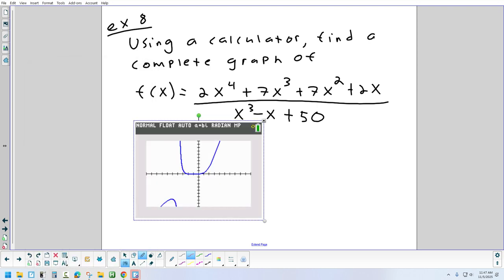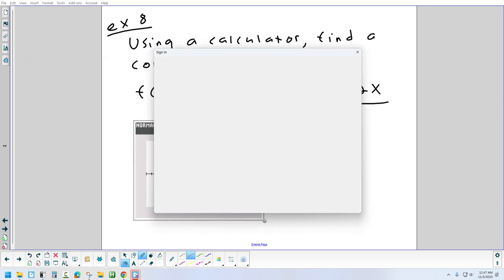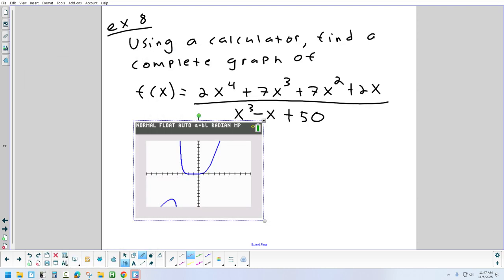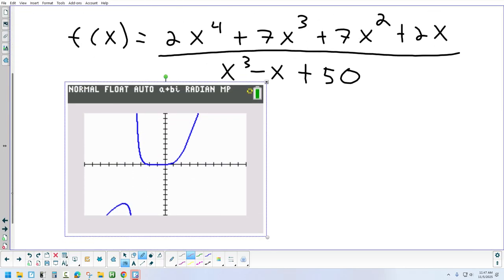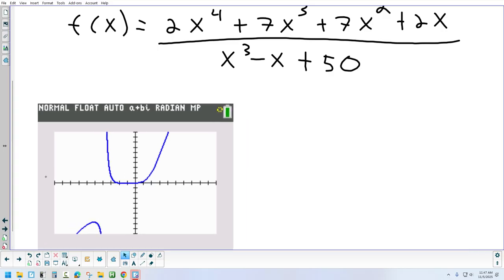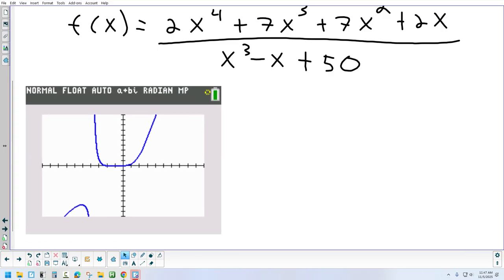Okay. Does that look like a complete graph? What do you think? It could be a little better. Yeah, what can't we see here that we mentioned we should be able to have in this problem? What kind of asymptote did we say we had? First degree, which is a slant. Well, I can't really see the slant at all.